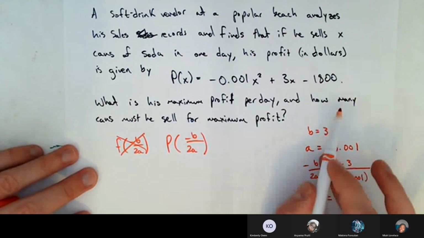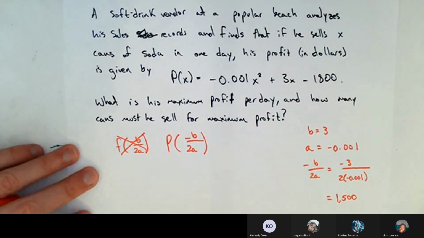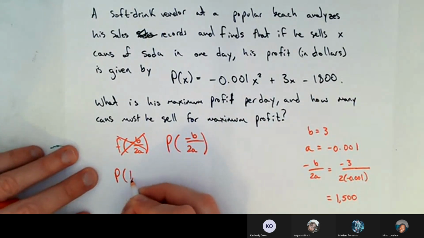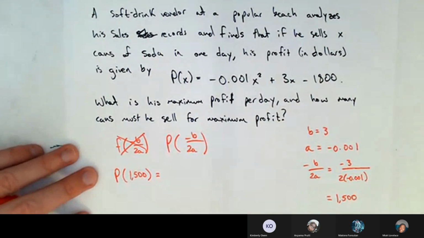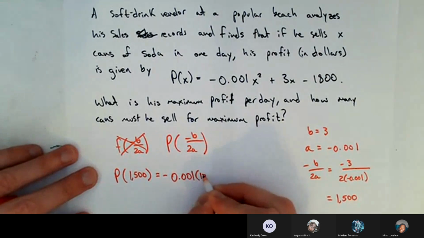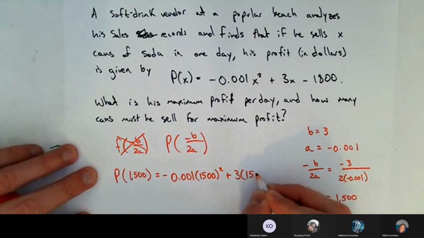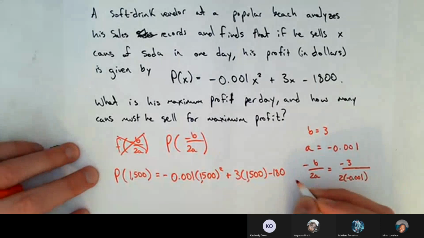Well, I already have the number of cans he must sell for maximum profit. It's 1,500 cans. That's how much he has to sell to maximize his profit. What is that maximum profit for the day? Well, I need to evaluate the function at 1,500. So I plug 1,500 into the function, minus 1,800.